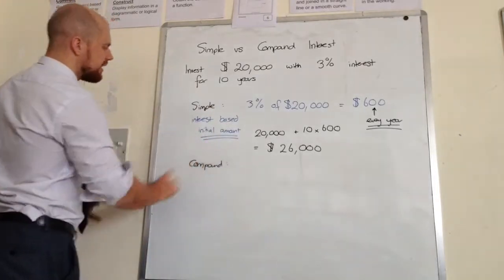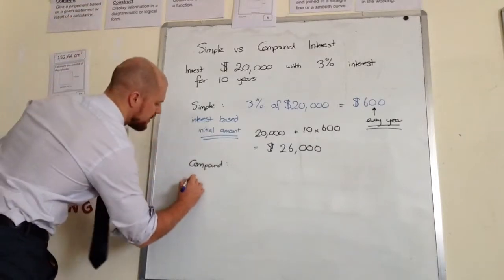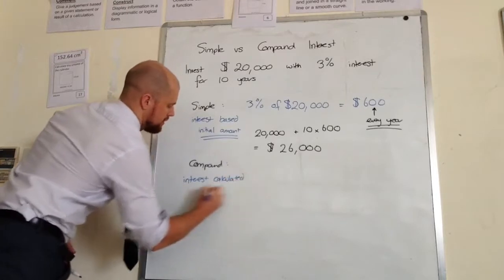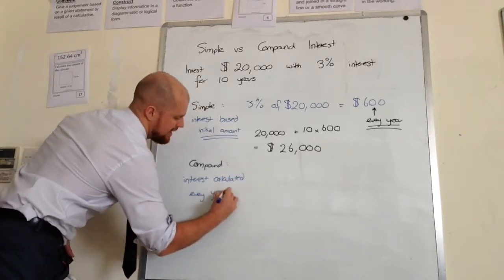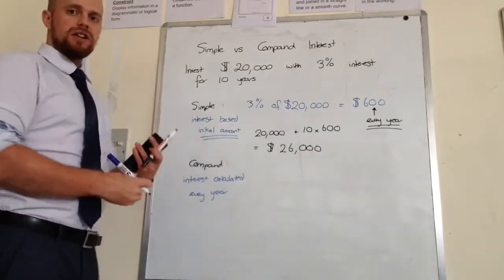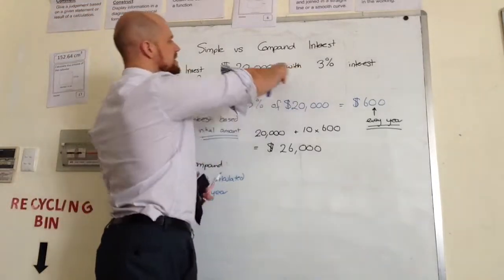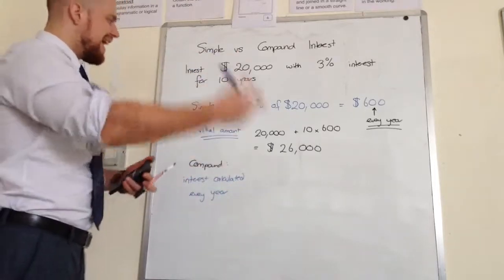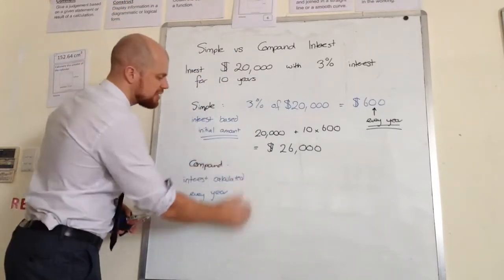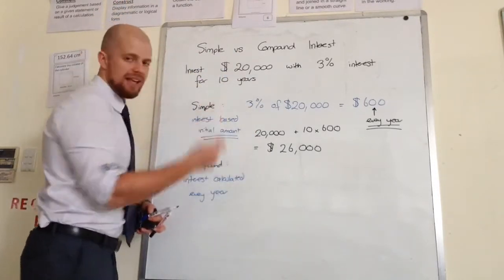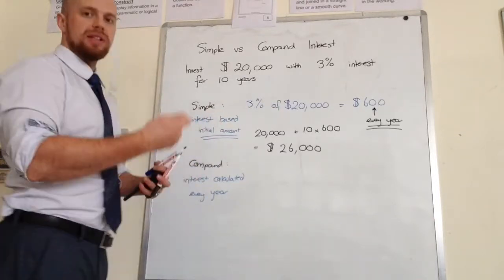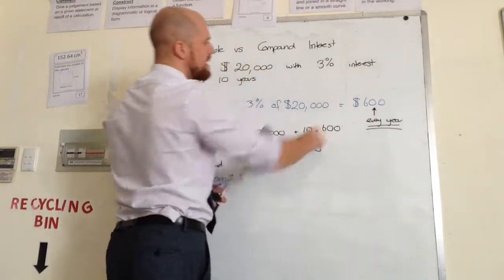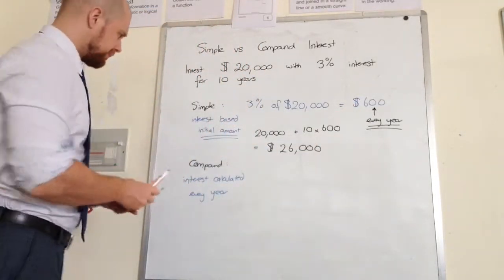Now, if you're looking at compound, the interest is calculated every year. So what that means is that after your first year, you calculate 3% of that year. You then calculate 3% of the second year and 3% of the third year, and it adds on. So we expect this to be larger than this because the interest gets the 3% as well. So after our first year, this $600 also gets included in the 3%.